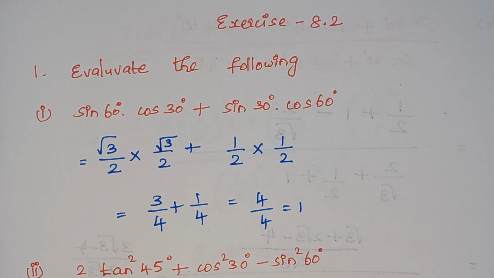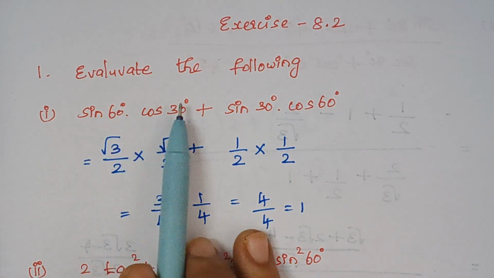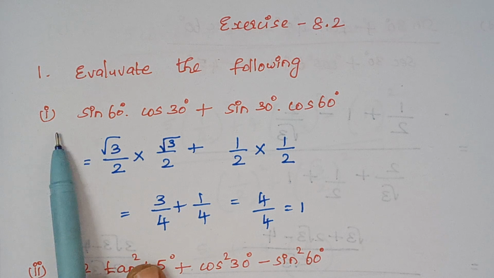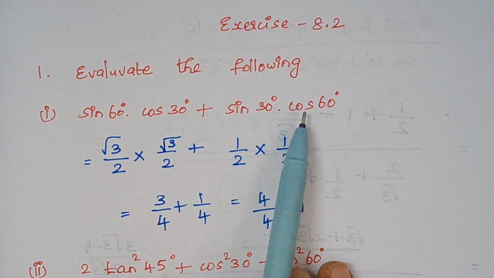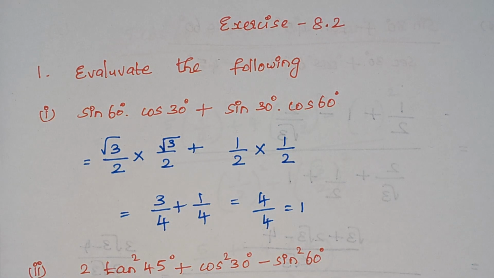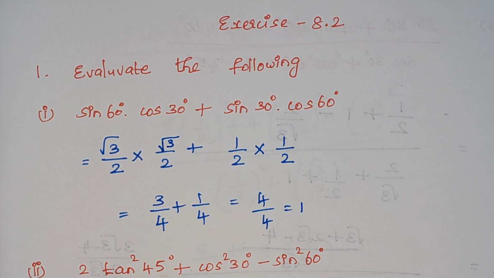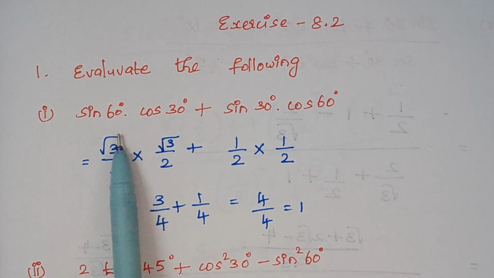Today we are going to solve exercise 8.2. So the first problem is evaluate the following. The first one is sin 60 into cos 30 plus sin 30 into cos 60. From the trigonometric table, we know the values for each and every term, right? So just substitute the values.